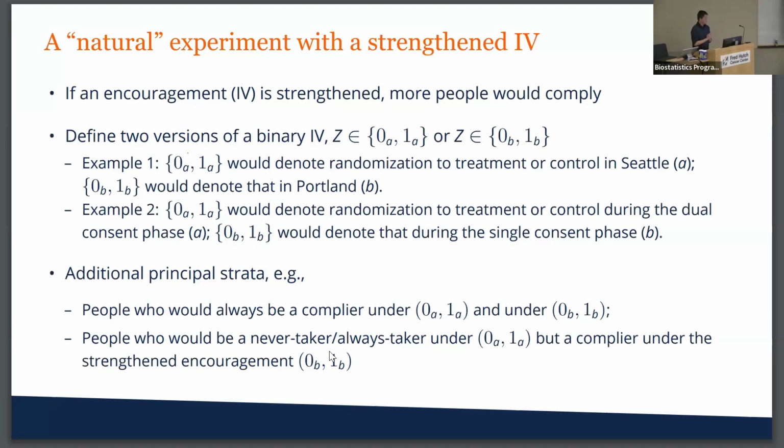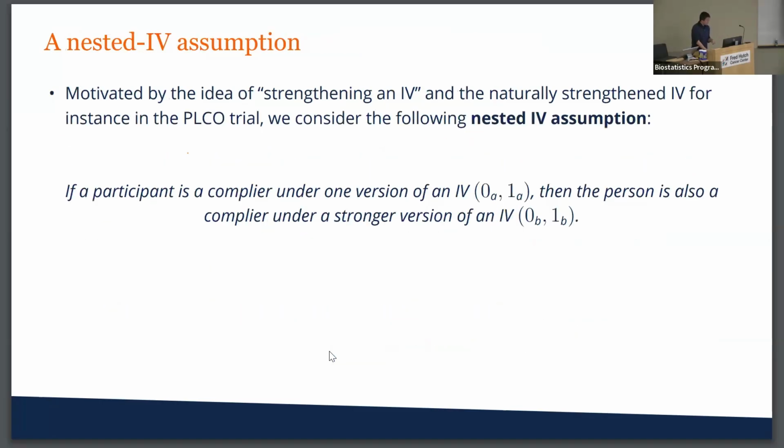So by introducing these 2 versions of binary ID, we immediately have more principal strata. There will be people, hypothetically, who just live in your mind. These people are always compliers. If the person enrolled in Seattle, the person would be a complier. If the person, in a counterfactual in a parallel universe, enrolled in a clinical site in Portland, the person would still be a complier. I would call this person an always complier. And of course, there are also people who would be a never taker or always taker if the person enrolled in Seattle, but would become a complier had the person enrolled in Portland. We would call these people switchers.